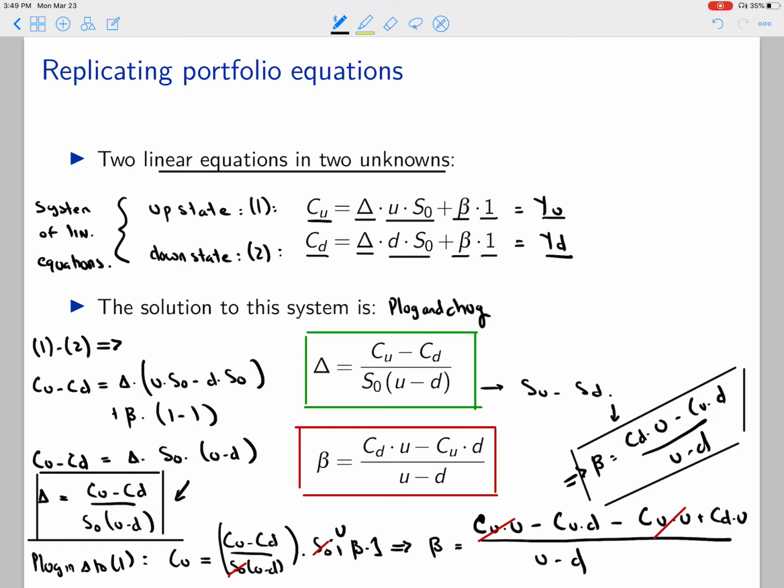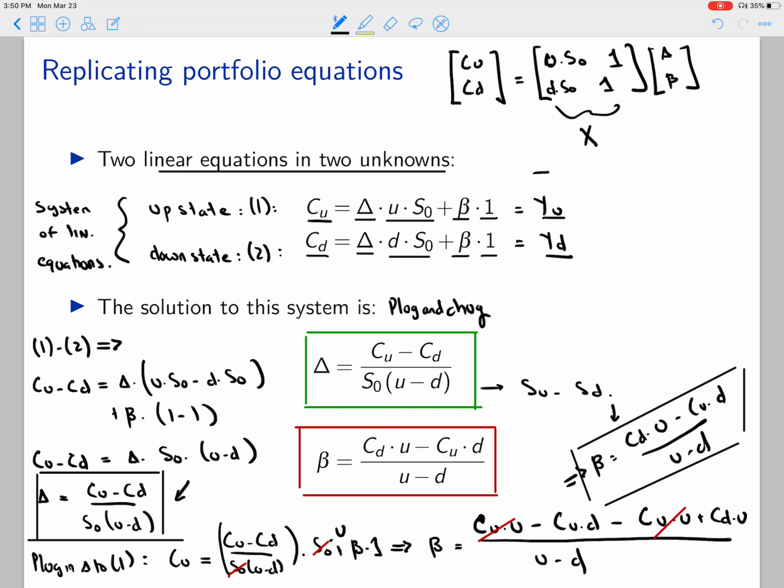For those of you that have taken linear algebra, you can also solve this system in other ways. You can solve it in terms of a matrix. So you can set up a vector C sub U, C sub D equals a matrix that says U times S0 and 1, D times S0 and 1, multiplied by delta and beta right here. You call this matrix X. And what you can back out, for those of you taking linear algebra, is that delta, beta is going to be equal to the inverse of that matrix X times the vector C sub U, C sub D.